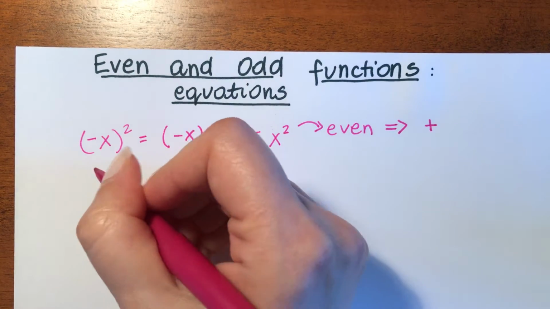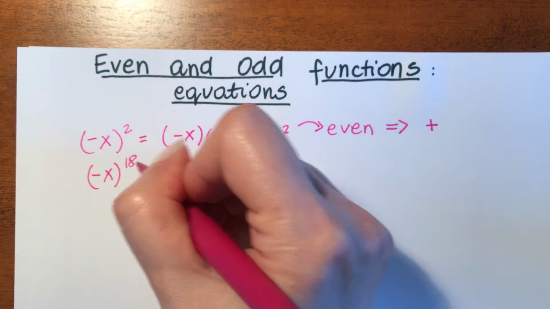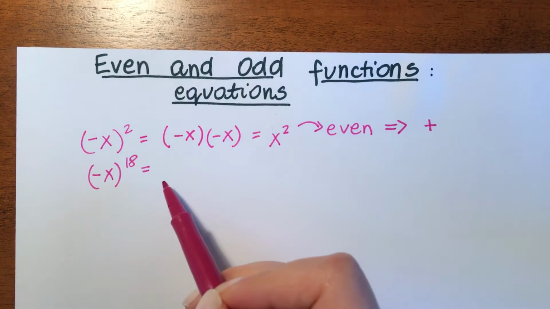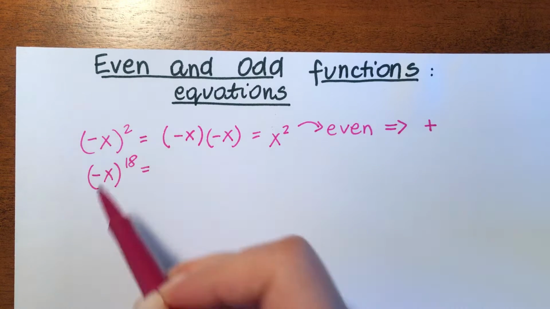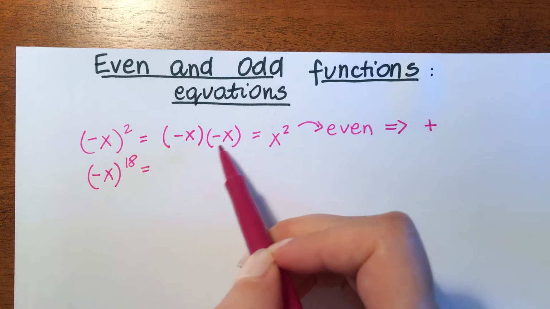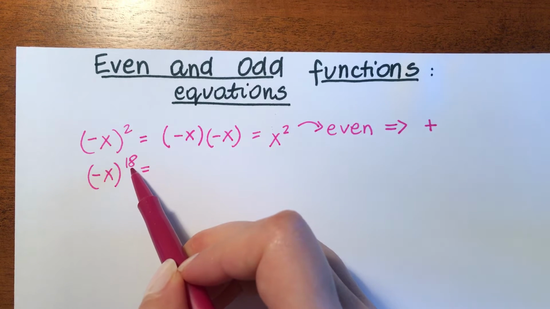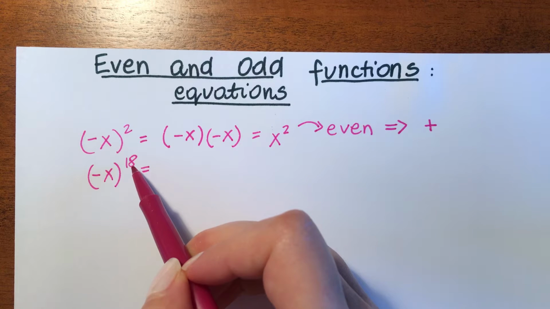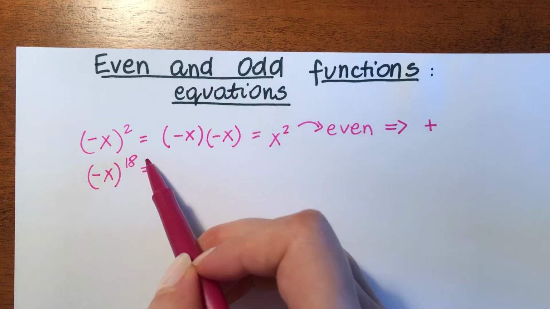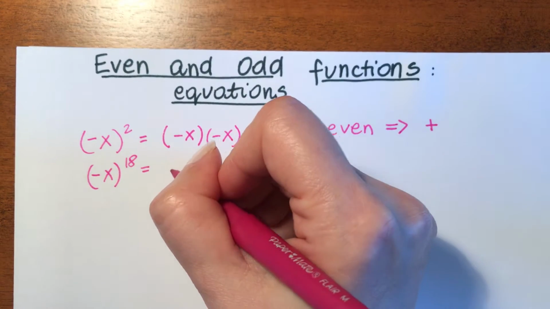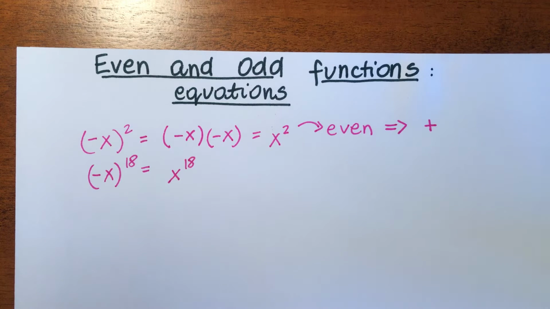Same if you have negative x to the 18th power. Well, it's going to be negative x times negative x times negative x, 18 times, but instead of just rewriting this 18 times, we can just pay attention to the exponent. 18, it's an even number. And if you're raising a negative x to an even number, you're going to get positive x. So x to the 18th. Okay?